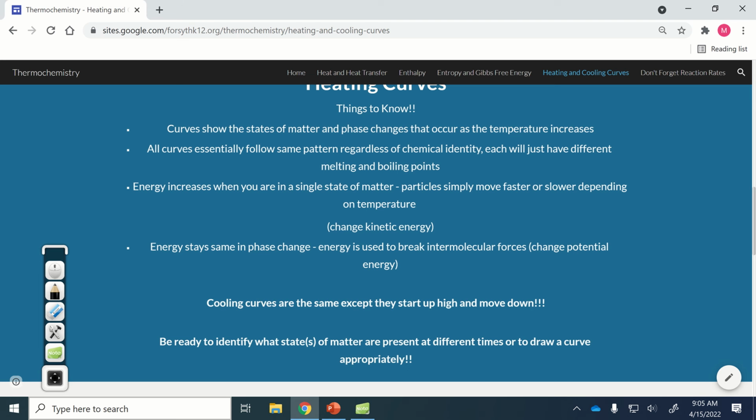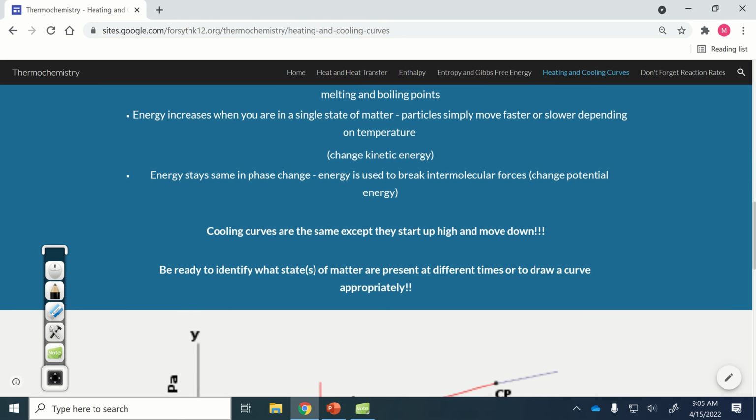Energy increases when you are in a single state of matter. It makes them move faster. That's the change in kinetic energy. Energy stays the same in the phase change. This is the energy used to break the intermolecular forces, so it's going into a change in potential energy. Cooling curves are the same, except they start high and move down.